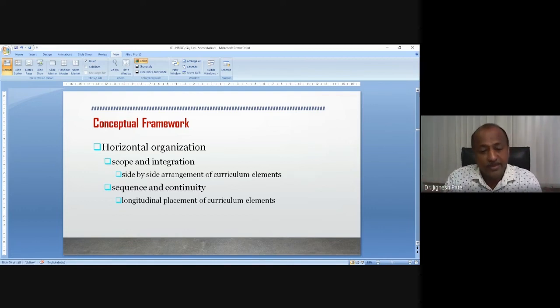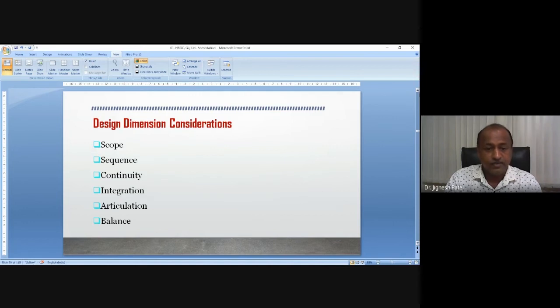In that sense, we have side by side arrangement of the curriculums. Then sequence and continuity: the longitudinal placement of the curriculums, how this curriculum will be developed by the time frame, because any content or topic will not be finished within one lecture or two lectures or one semester or two semesters. Longitudinal placement of the curriculum arrangement should be taken into consideration while thinking about this organizational pattern.